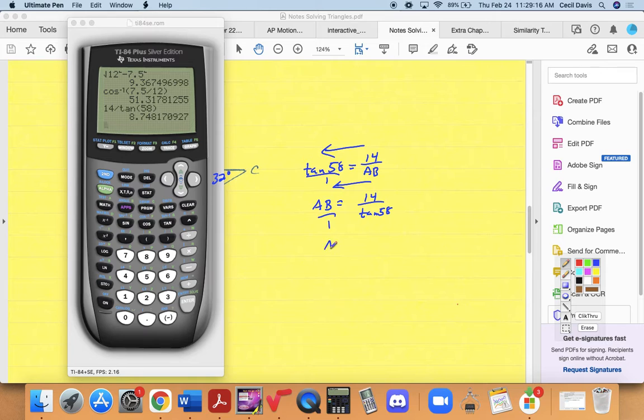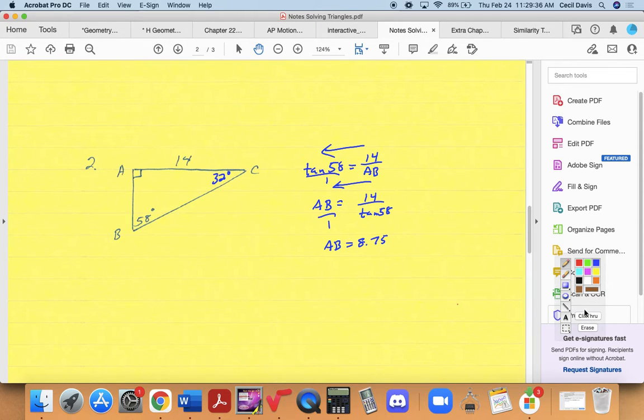And we get that the length of AB is approximately 8.75. Did they say round to the nearest hundredth or the nearest tenth? Nearest degree for angles, hundredths for lengths. Okay. So this side is approximately 8.75.